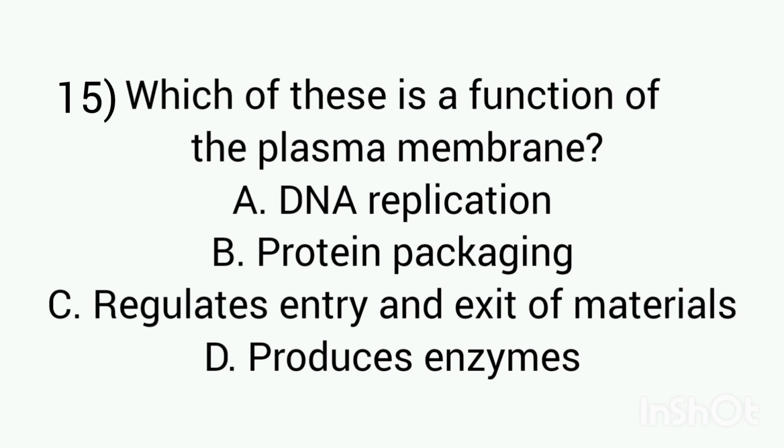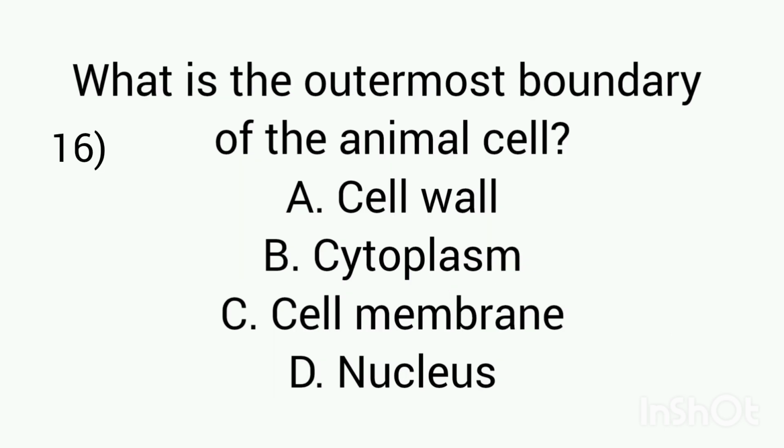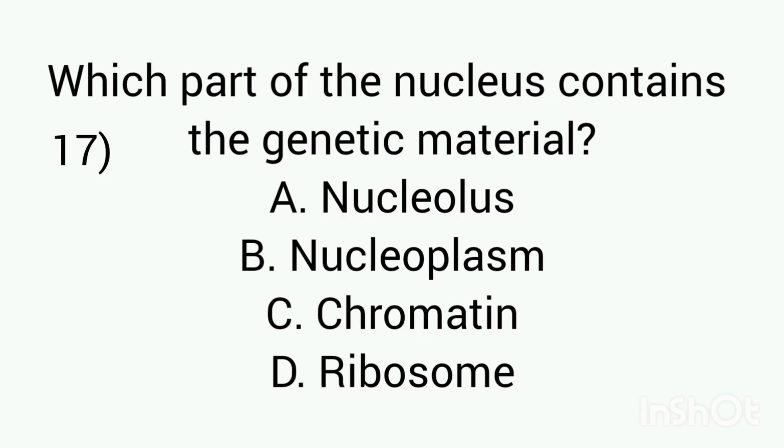Which of these is a function of the plasma membrane? A. DNA replication, B. Protein packaging, C. Regulates entry and exit of materials, D. Produces enzymes. What is the outermost boundary of the animal cell? A. Cell wall, B. Cytoplasm, C. Cell membrane, D. Nucleus. Which part of the nucleus contains the genetic material? A. Nucleolus, B. Nucleoplasm, C. Chromatin, D. Ribosome.